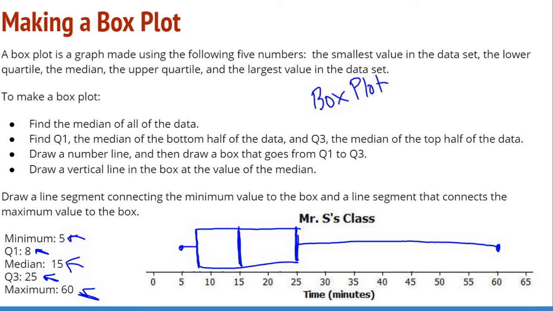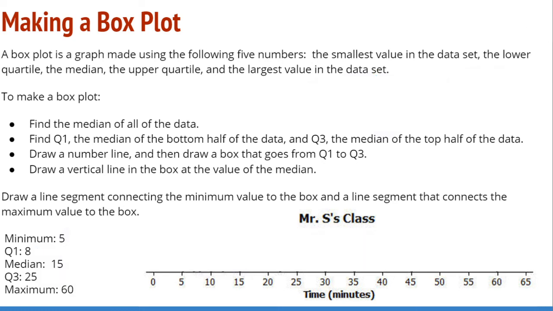So box plot, but it's also been called a box and whisker plot, because we have the box in the middle, and then we have the whiskers that go clear out off the side. So we have a box plot or a box and whisker plot. Kind of fun.